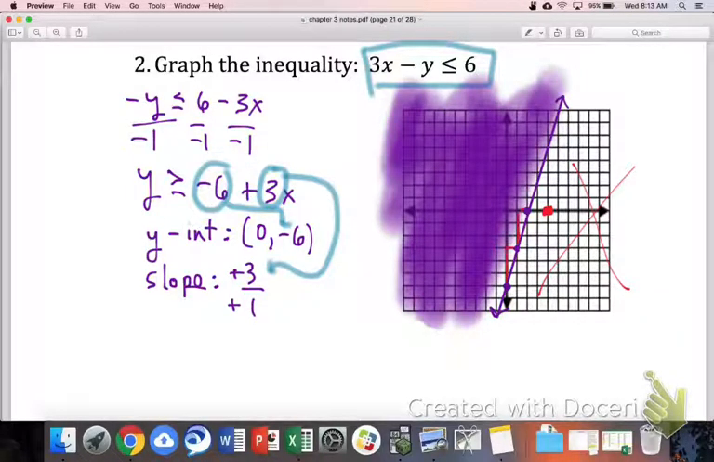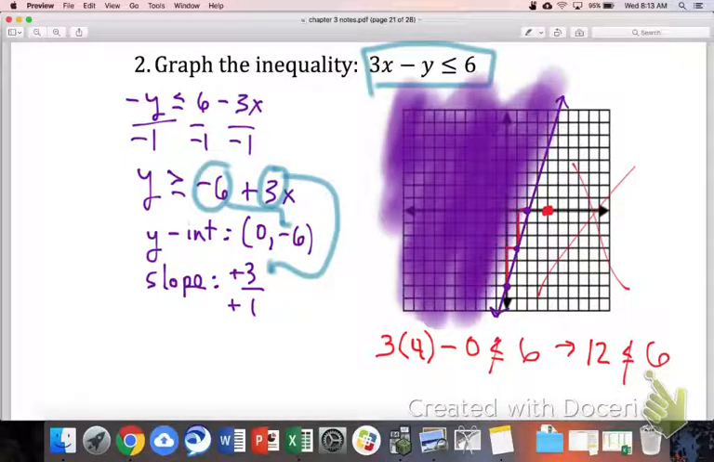So let's try that out. So I would go 3 times 4 minus 0 is less than or equal to 6. Well, 3 times 4 is 12, and 12 minus 0 is 12. Is 12 less than or equal to 6? I don't think so. So that's not true, and that makes sense, doesn't it? Because 4, 0 is not in my answer region, and so it shouldn't work.